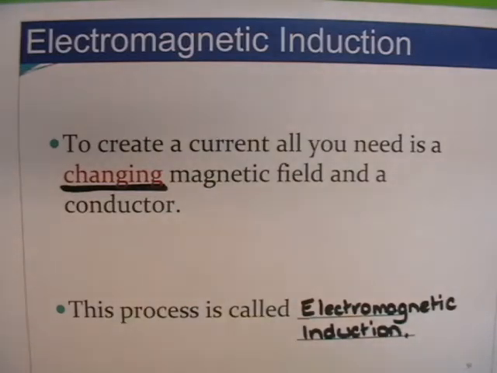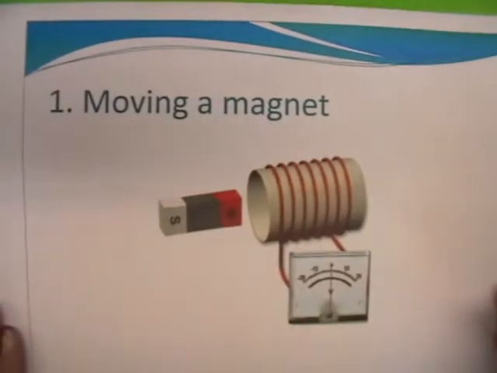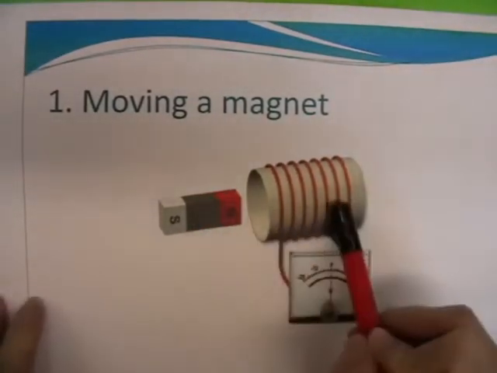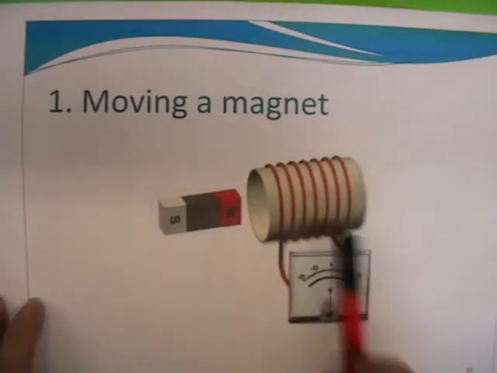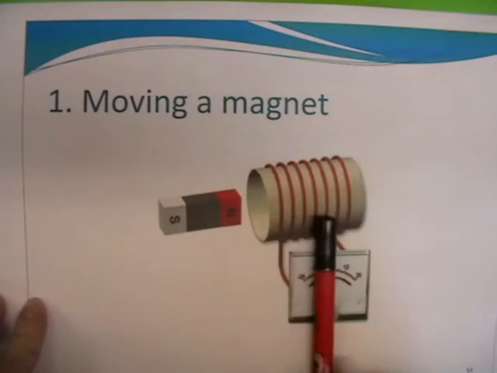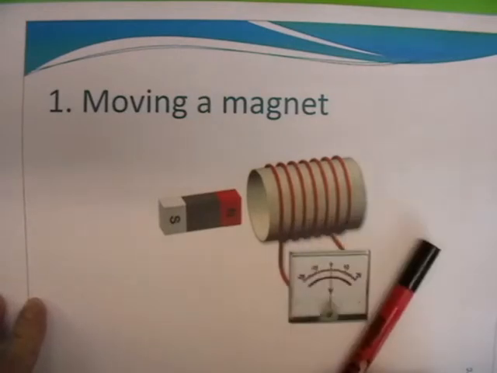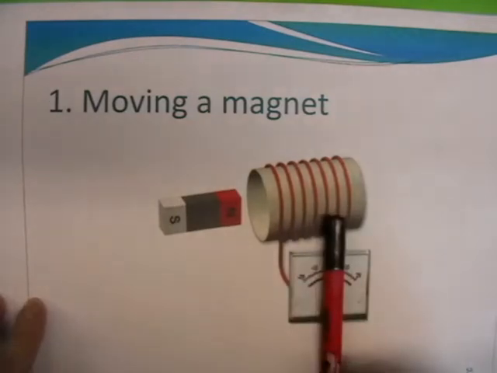in an exam. So, how do you get a changing magnetic field? Well, the easiest way to get a changing magnetic field is to move a magnet. And if you move a magnet into a coil of wire, which is just connected to a little meter, you'll find that your needle of your meter goes one way and back to 0. And then when you pull it out again, it goes the other way and back to 0.